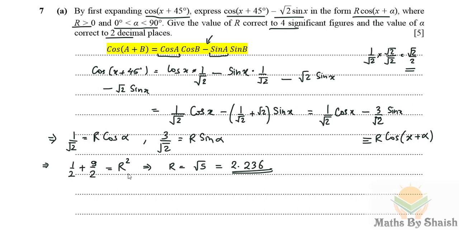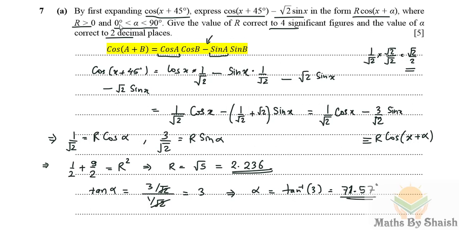And for alpha we are going to divide r sin alpha by r cos alpha, so we will get tan alpha as 3 by root 2 upon 1 by root 2. Root 2 got cancelled and you got 3, meaning alpha is tangent inverse of 3. Since we require it in degrees, we will do our calculation in degrees. Tangent inverse of 3 from the calculator is 71.565, and we require 2 decimal places, so it is 71.57, and that's the answer in degrees.